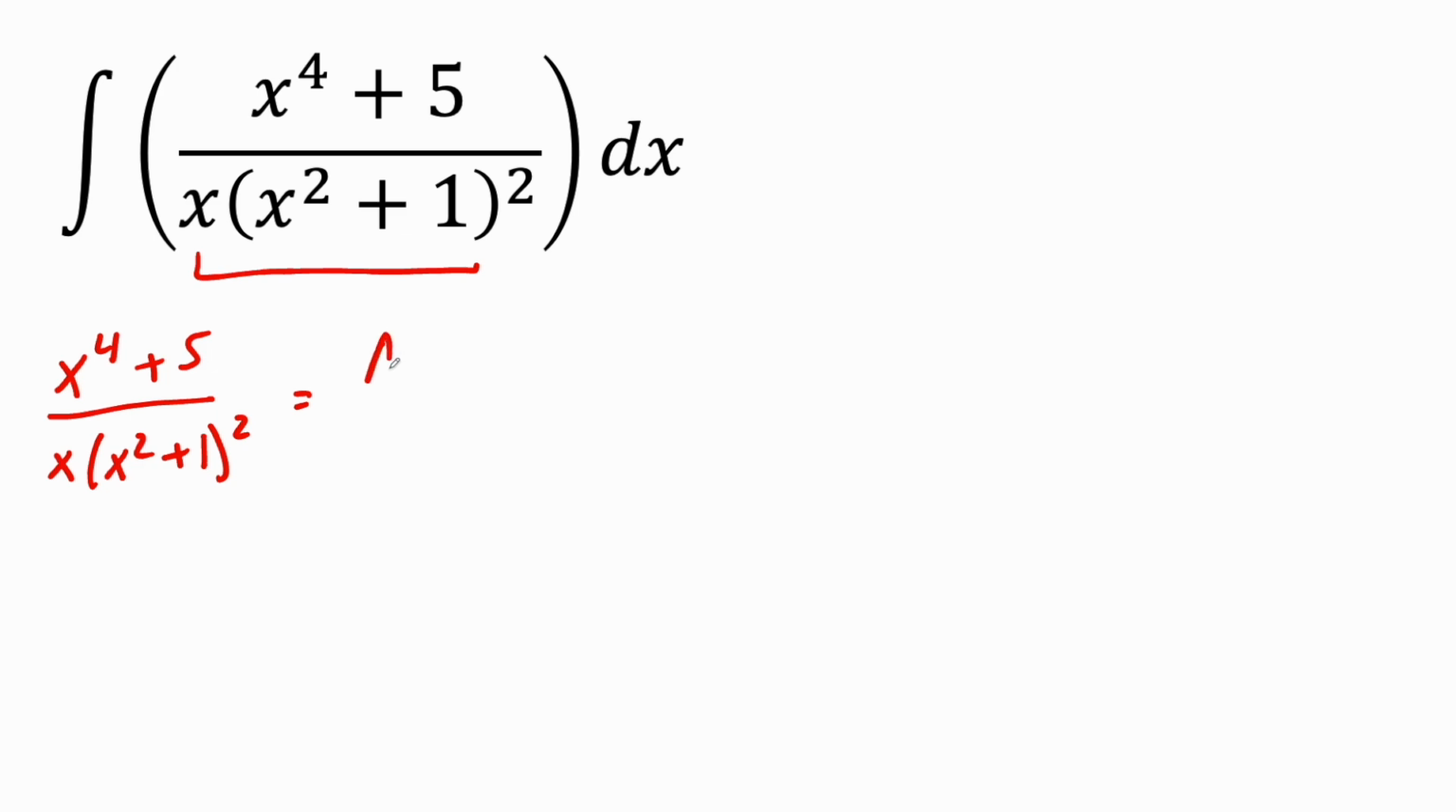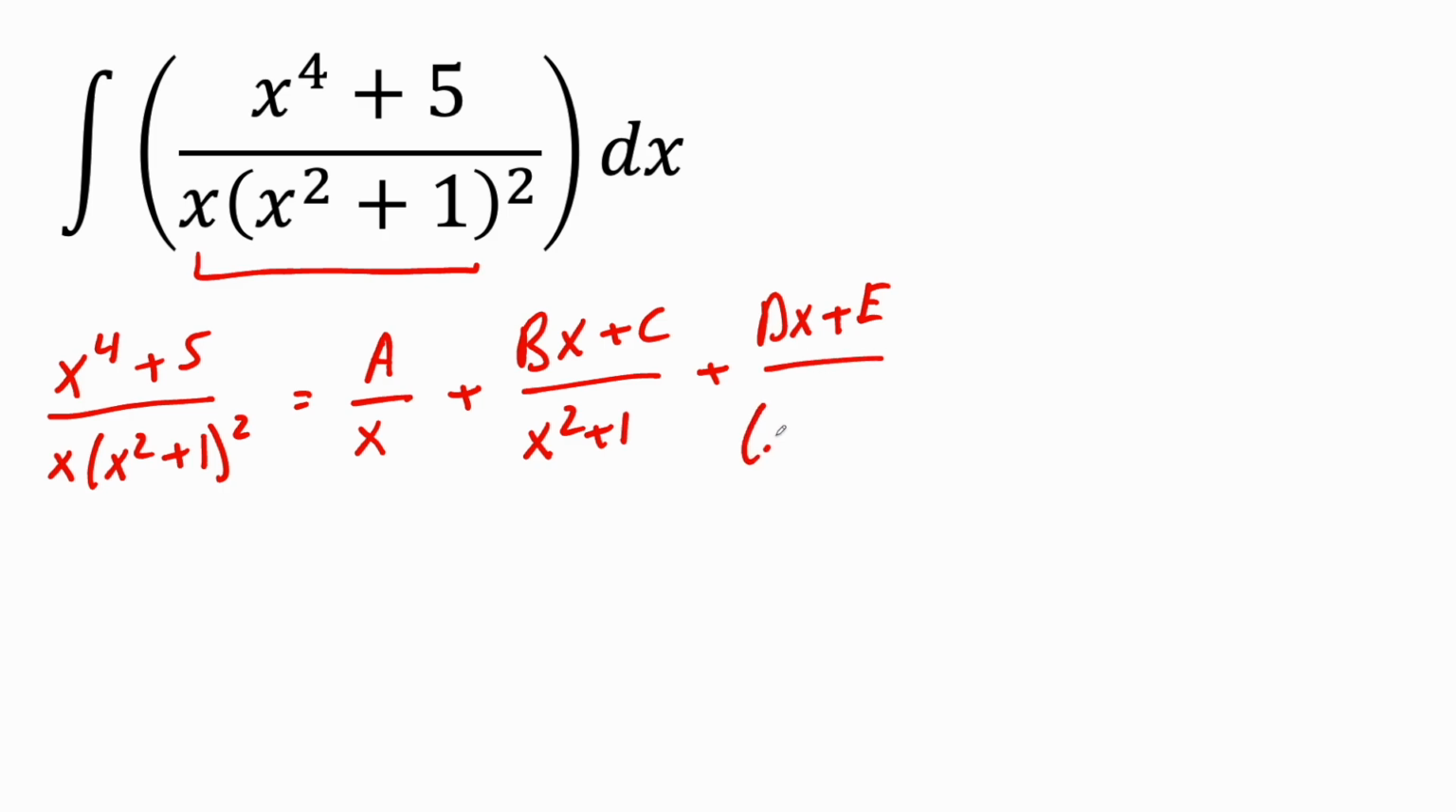And so we're going to get A divided by x, this piece right here, plus Bx plus C divided by x squared plus 1 because we have x squared plus 1, plus Dx plus E divided by parentheses x squared plus 1, close it, squared.